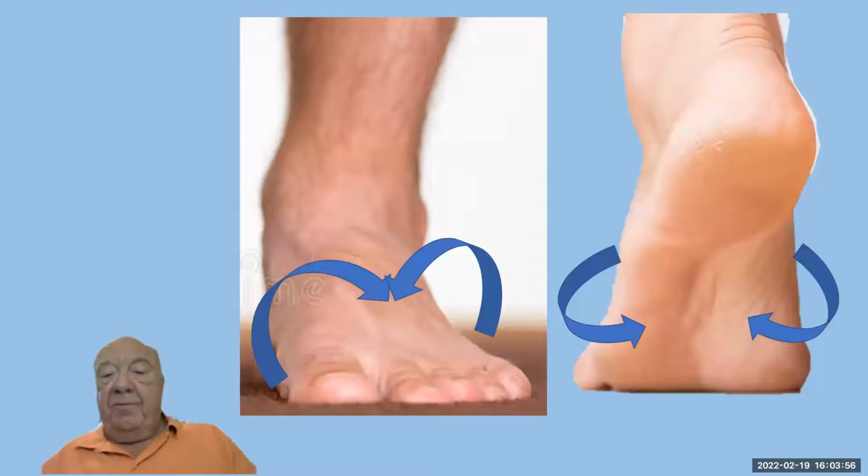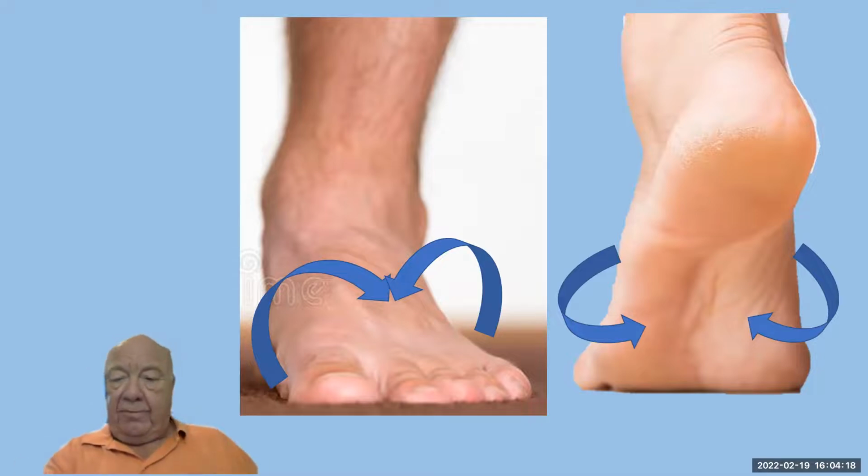So these are the movements around the axis, and the arrows depict that movement. Pronation: inversion of the medial foot and eversion of the lateral foot. Supination: eversion of the medial foot and inversion of the lateral foot, the exact opposite of pronation.